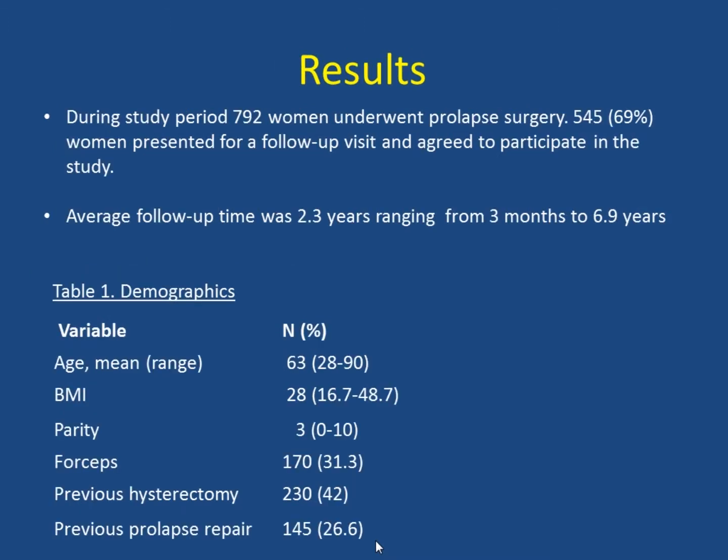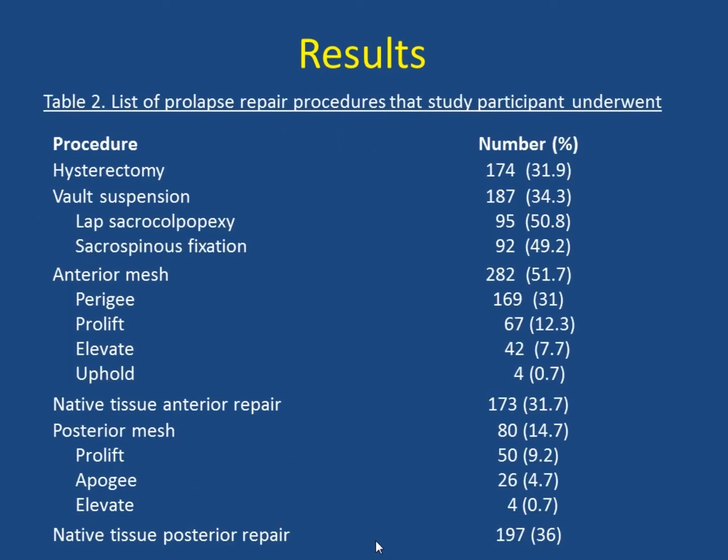During the study period, there were 792 women who underwent prolapse surgery. 545 women were present for follow-up and agreed to participate in the study. The average time to follow-up was 2.3 years. The mean age was 63. 42% of women had a previous hysterectomy, and 26.6% had a previous prolapse repair.